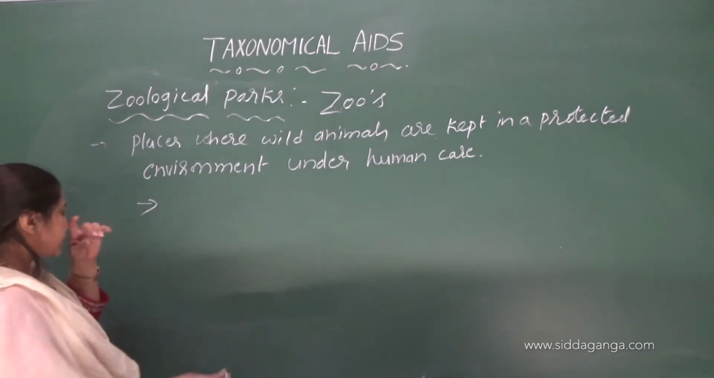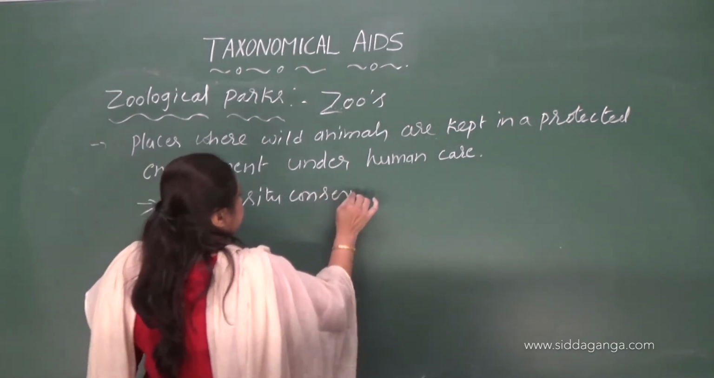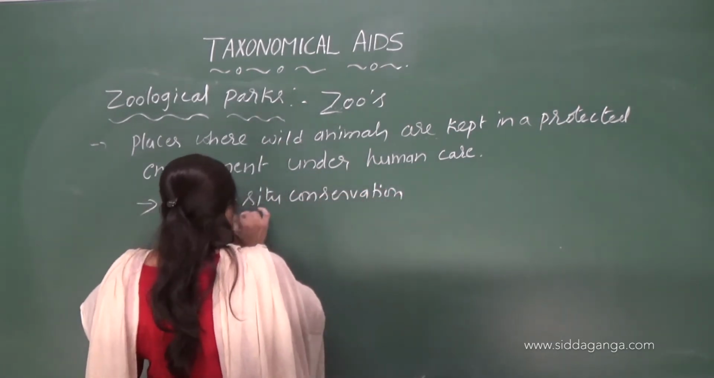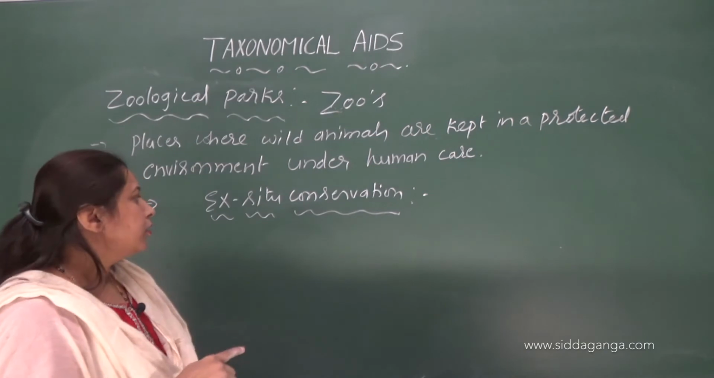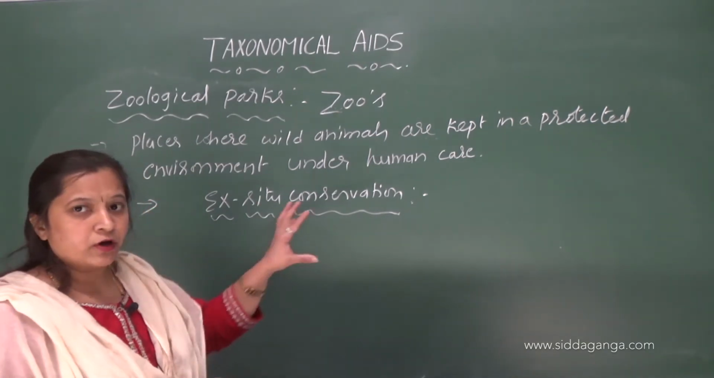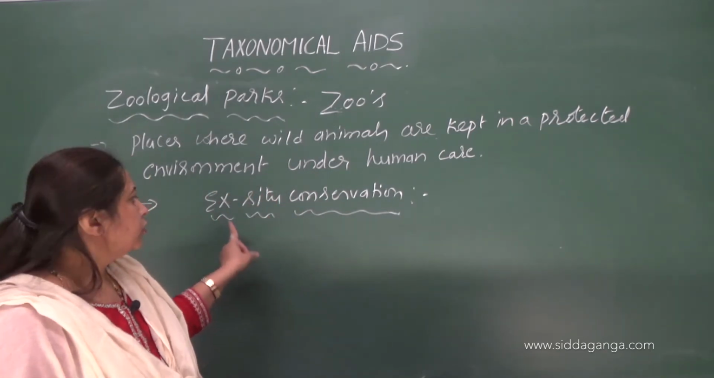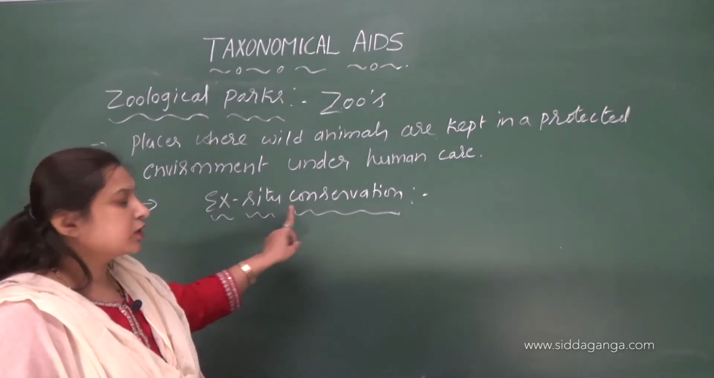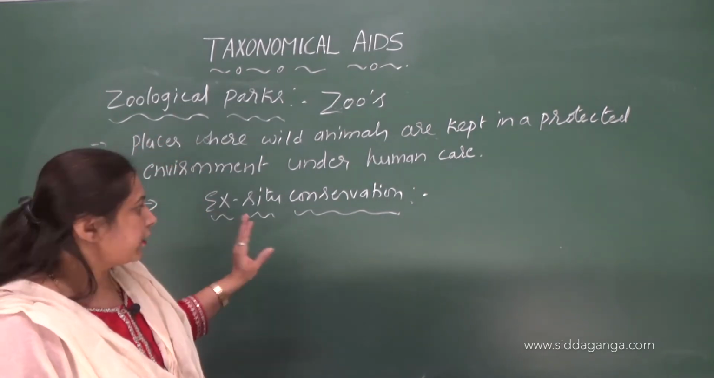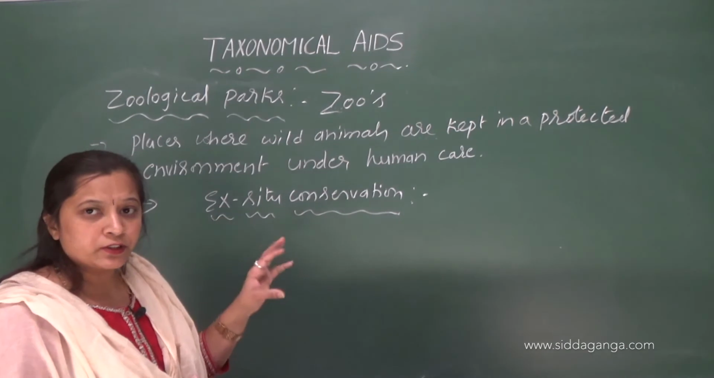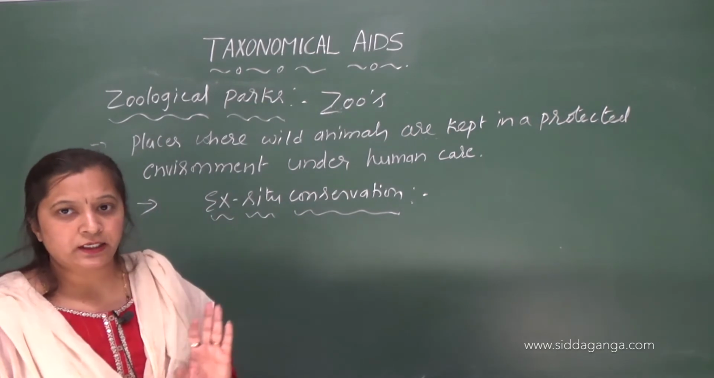Zoological parks are also an example of ex situ conservation, because here the wild animals are protected and conserved outside their natural habitat under human care. So this is an example of ex situ conservation strategies for animal species. So this is about the zoological parks.